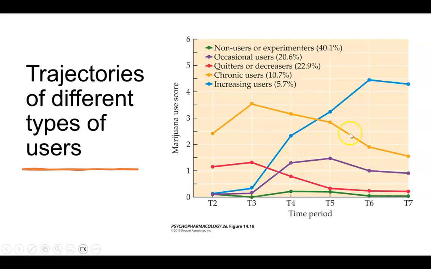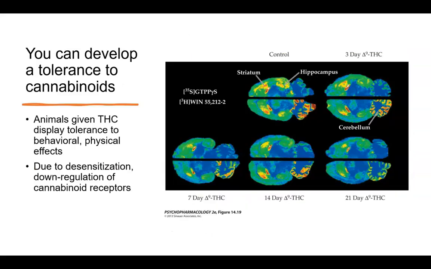And then we have increasing users. Most of these folks started in young adulthood rather than adolescence, but you can see that even through their 30s, they are increasing their use above and beyond their 20s. So you can see that there are different types of users and there are different types of trajectories from adolescence to adulthood for each of these different groups.